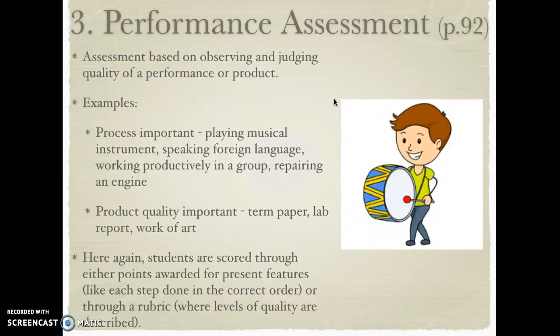Some examples would be playing a musical instrument, as pictured here, speaking a foreign language, which I'm sure is a little intimidating but still a great way to assess how a student is understanding a foreign language, working productively in a group, and then writing a term paper, lab report, or work of art. That goes into how the quality of the product would be important. Here again, students are scored through either points awarded for present features or through a rubric.